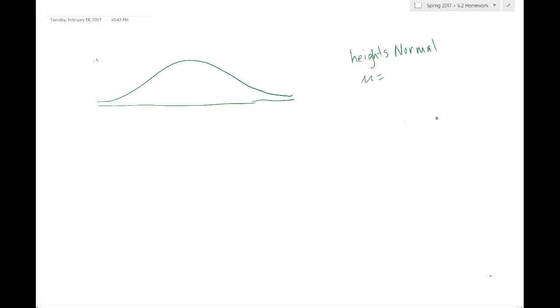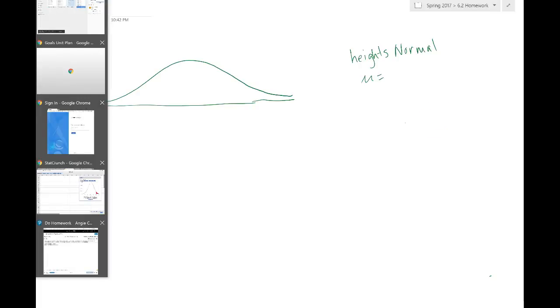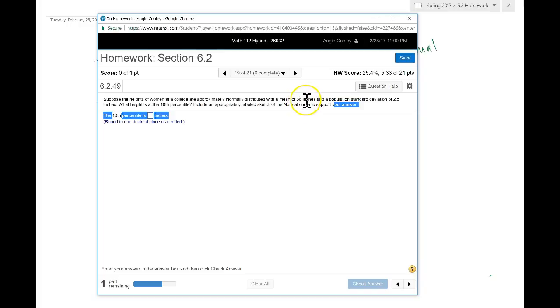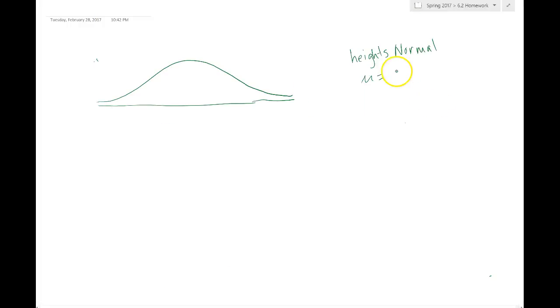So just using that information: mean of 66, standard deviation of 2.5. The mean goes in the center, 66, and this is women's heights. Every time you're drawing your graph, label what your data is. Then, one standard deviation is going to occur where the concavity starts to change.